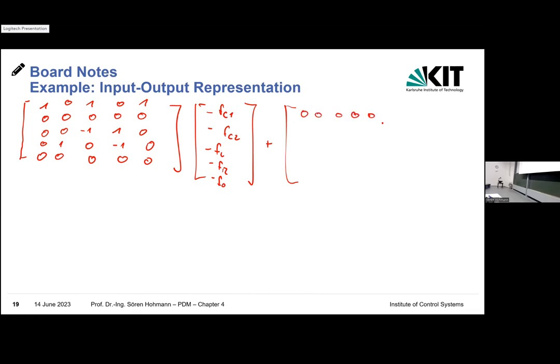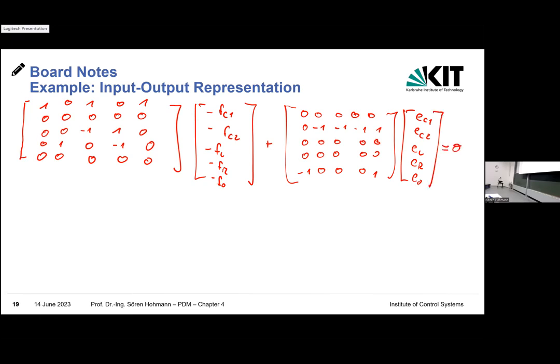Same for the voltage relation. 1, 2, 3, 4, 5. Yes. 0, minus 1, minus 1, minus 1, 1. Again, a 0 column and another 0 column. And finally, minus 1, 0, 0, 0, 1. And here I put the vector of effort variables EC2, EL, ER, and E0, and all sums up to 0.